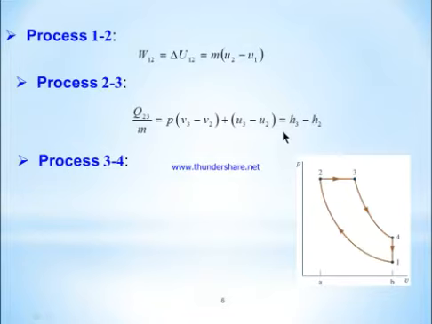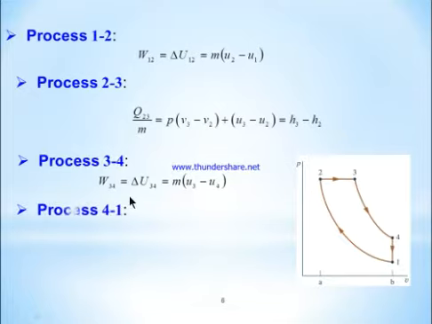Now process 3 to 4 is the expansion work. This expansion work can be found through this equation, and process 4 to 1 is the heat rejection process.